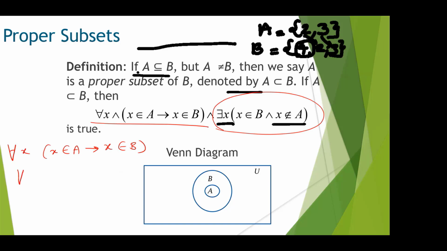This upside down A is called 'for all', or the universal quantifier. And the mirror image of E means 'there exists', which is also called the existential quantifier.